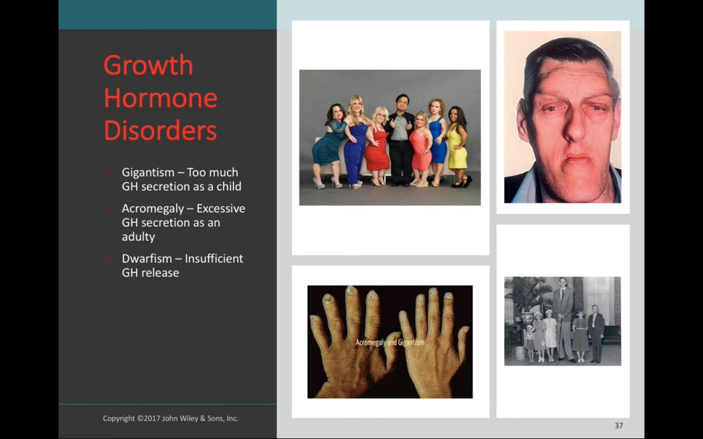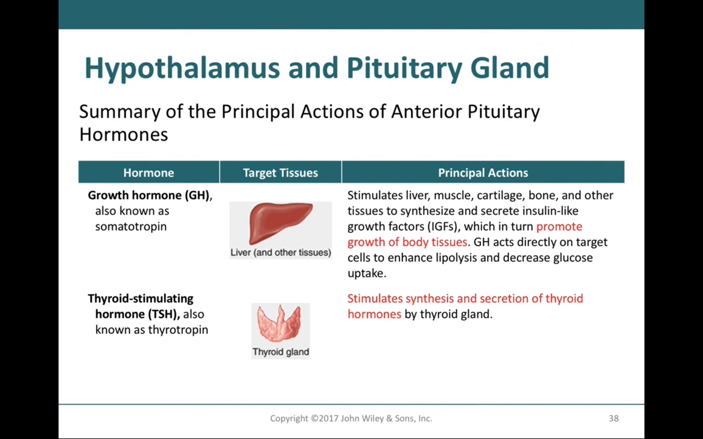So the three of these conditions all refer to imbalances in the release of growth hormone, and gigantism and acromegaly refer to too much release of growth hormone at different times throughout life. And you'll see that two different sets of symptoms will manifest if you get these two different conditions. So the next three slides are going to characterize each of the anterior pituitary hormones, what their other names might be, and what their actions are. We'll see also the target tissues for each of these hormones, where they're going to go and what they're going to do when they get there.